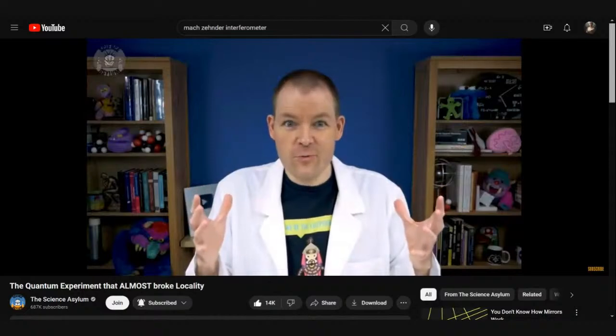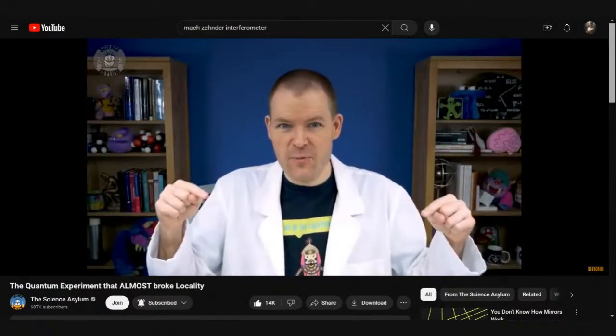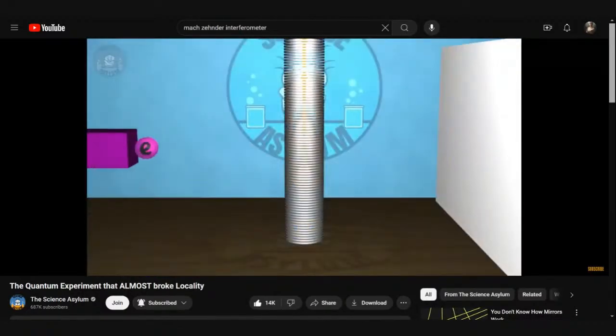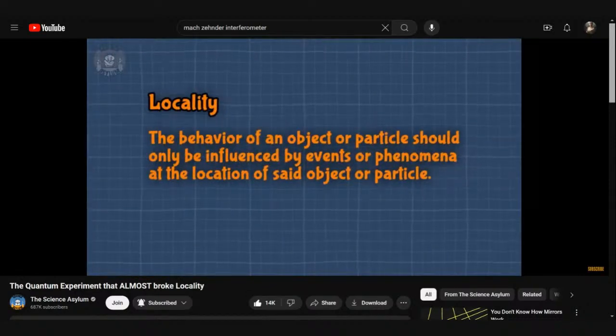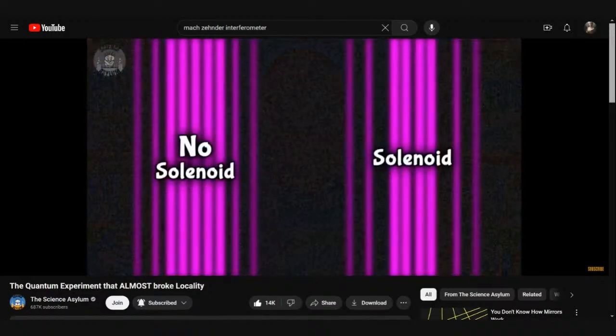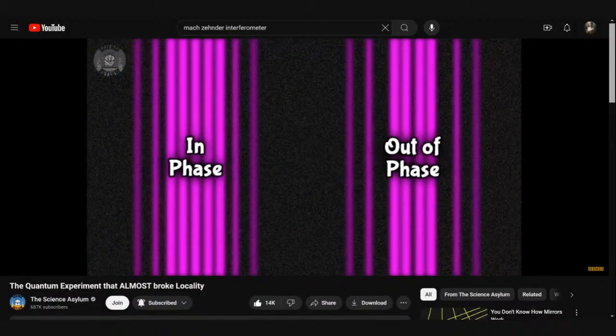Things start to get weird when we use this coil in our experiment. Say we place the coil in the middle, so the two electrons go around the outside. There's no field out there, so the principle of locality says they shouldn't be affected. Things should only be affected by other things at their location. Except those electrons are affected. We get a different pattern on the detector screen. The electron waves are out of phase.